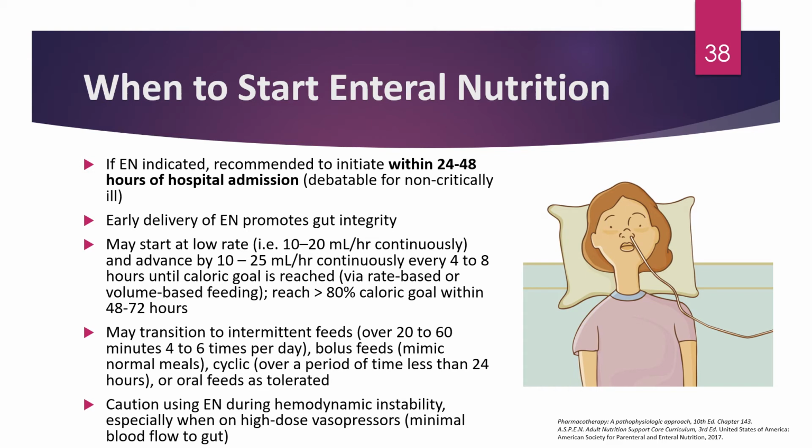So you can actually feed them over about 20 to 60 minutes, 4 to 6 times a day. With intermittent feeding, you can do bolus feeds that mimic the typical normal meal cycle. Or you can do what's known as cyclic feeding, which is a period over less than 24 hours. So that might be 16 hours, that might be 12 hours.